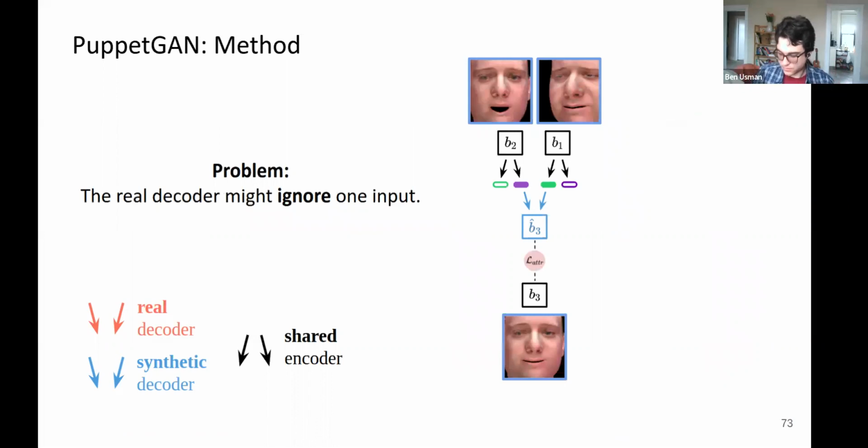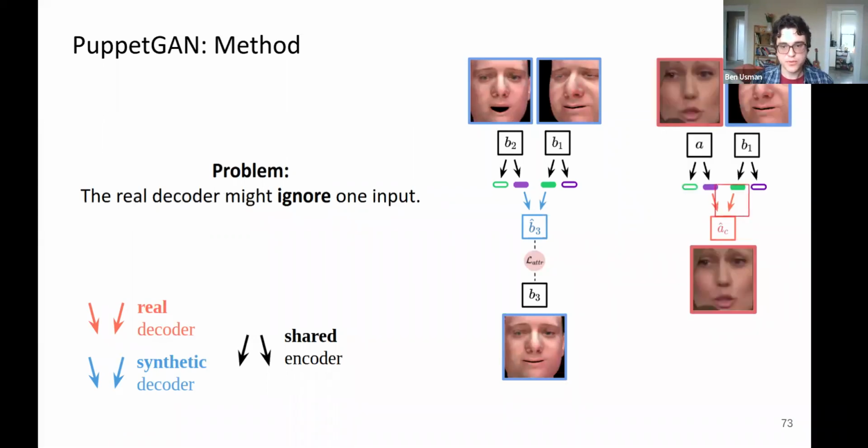in order to generate correct output, but the real decoder might learn to just copy its left input and ignore its right input altogether, ignoring the synthetic input because we do not really have any supervision on real data and we only use realism losses.